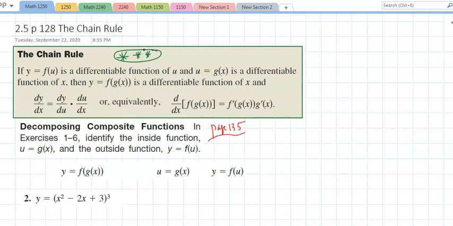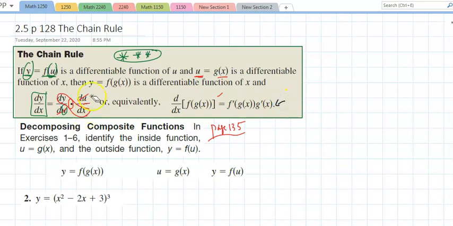This is what it says. It says if I want to take the derivative of y with respect to x, if y happens to be a function of u, then I'll take the derivative of y with respect to u, times the derivative of u with respect to x. You notice I can cancel those two out and get dy dx every time I need to. Equivalently, I'll talk about this once we do a few problems, and I'll come back to it and show you. That's a shortcut.